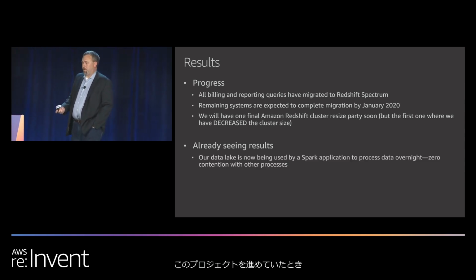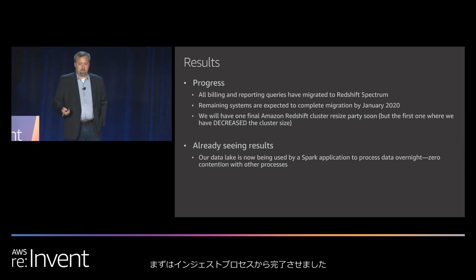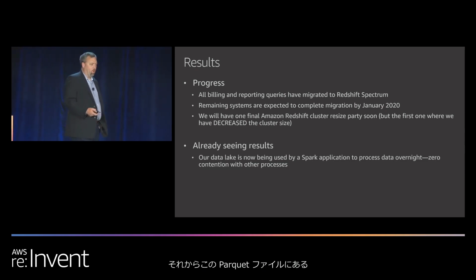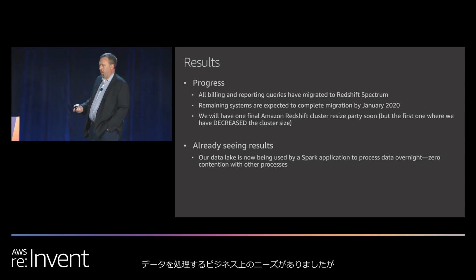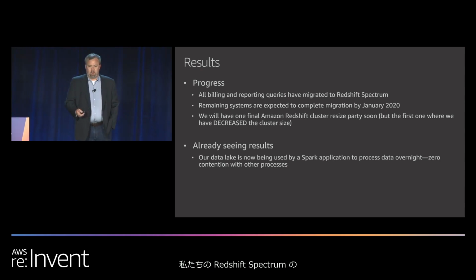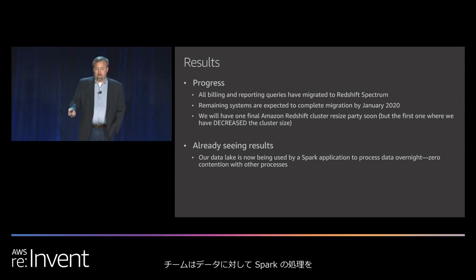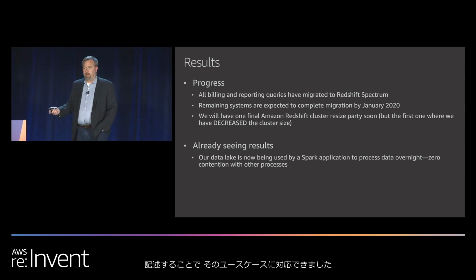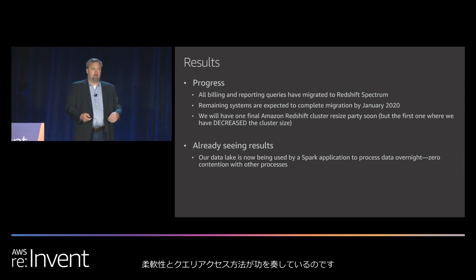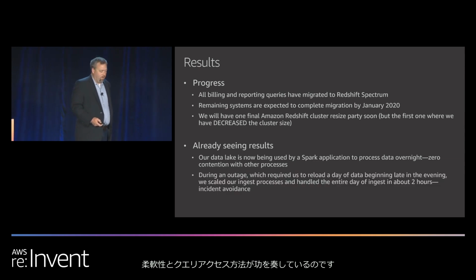When we were doing this project, we completed our ingest process first. And we had a business need to process that data out of those Parquet files, but we weren't quite ready with our Redshift Spectrum approach. So that use case was satisfied by that team writing a Spark process against the data. So we're already seeing that the flexibility in query access methods is paying off.